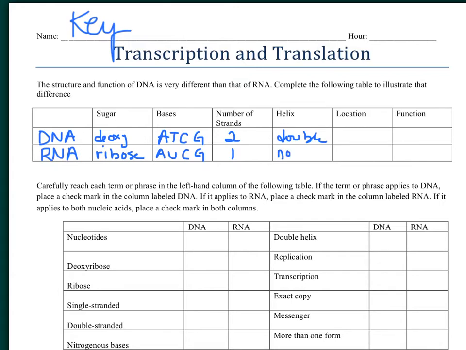The location of DNA is in the nucleus, and the location of RNA is cytoplasm. The function of DNA is to store information, and the function of RNA is to transmit information.